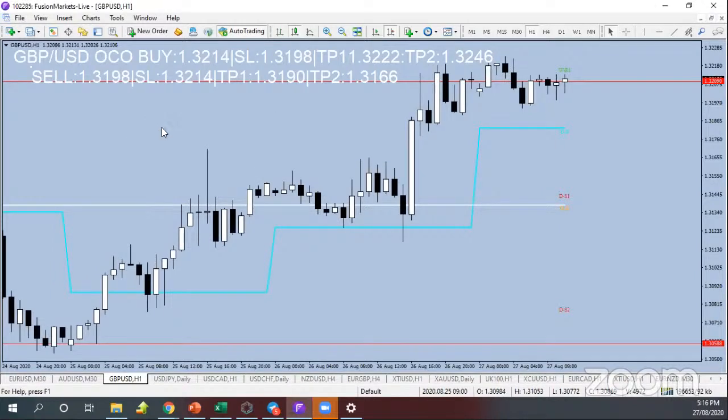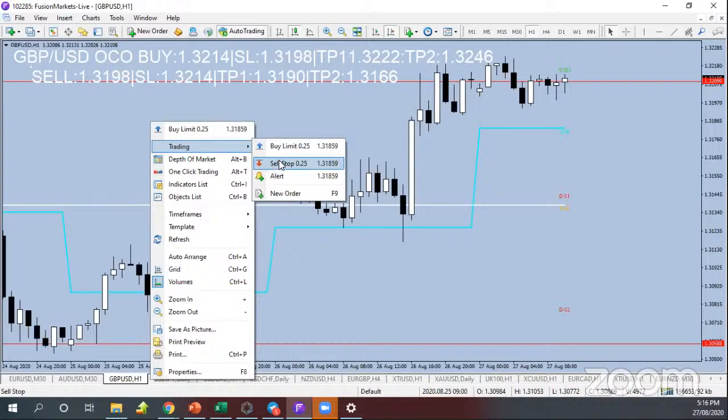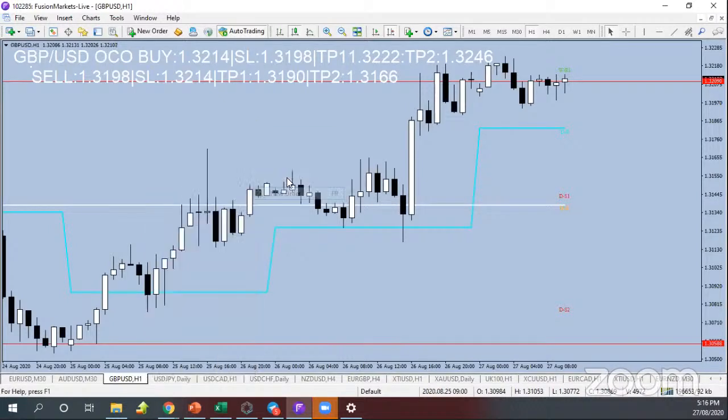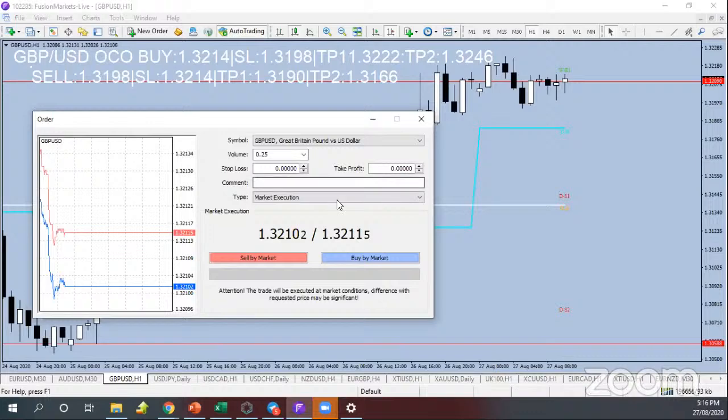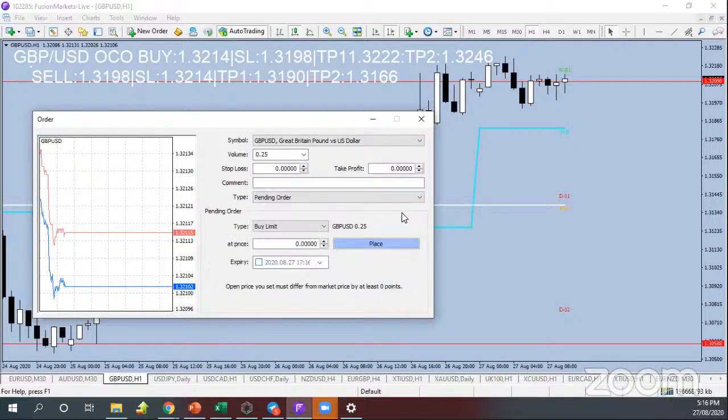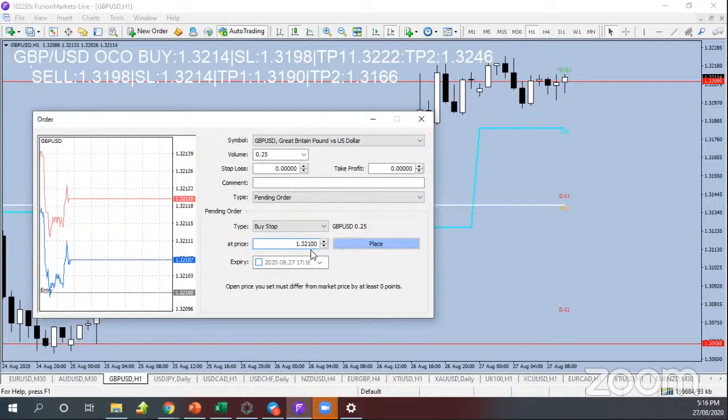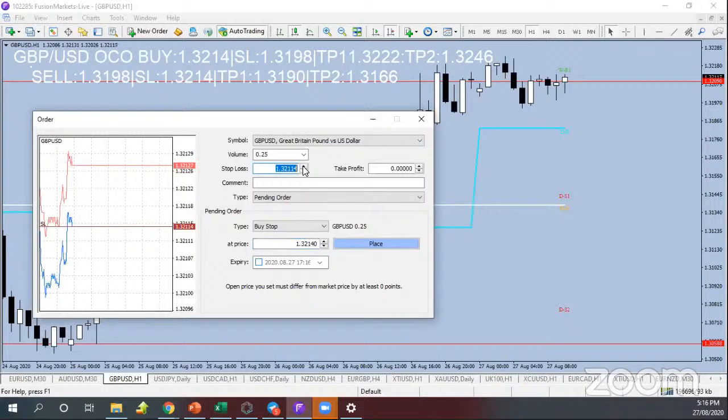So I'll put the long in place first, which I haven't done yet. So buy stop at 132.14. This mightn't be a good day for a breakout either, although the range is extremely small. Stop loss is 131.98. And that's in the market.